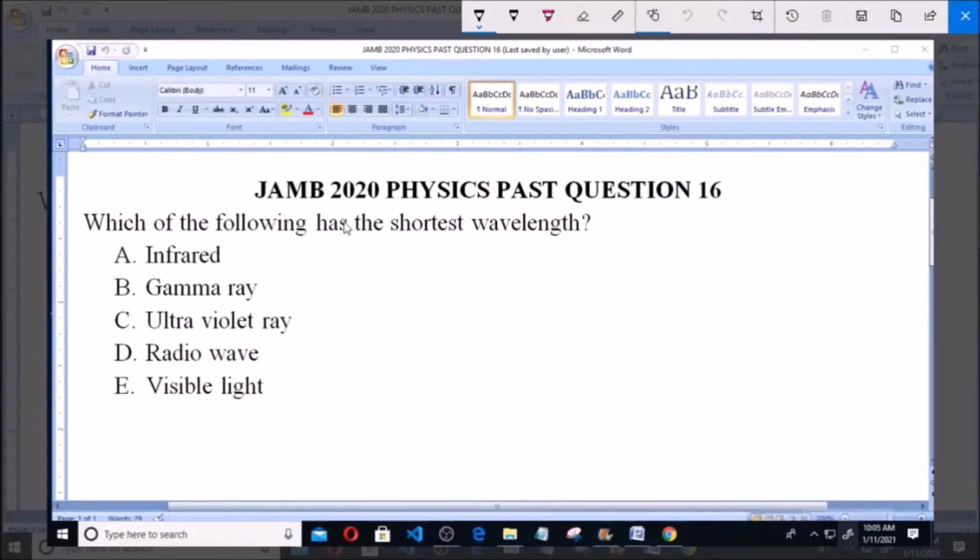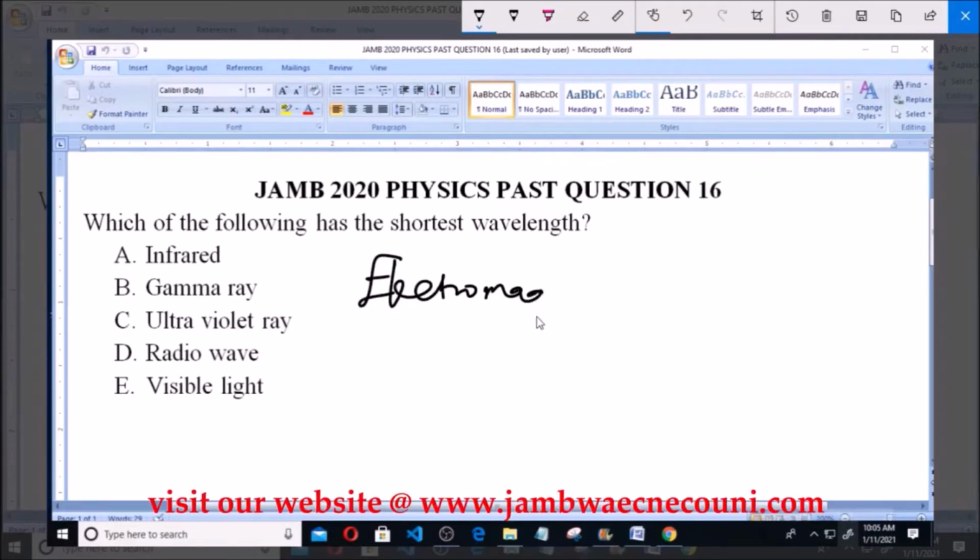I'll be answering Jamb 2020 Physics Past Question 16. Which of the following has the shortest wavelength? A. Infrared, B. Gamma ray, C. Ultraviolet ray, D. Radio wave, and E. Visible light. Now, all these given to us are electromagnetic waves. We call them electromagnetic waves.